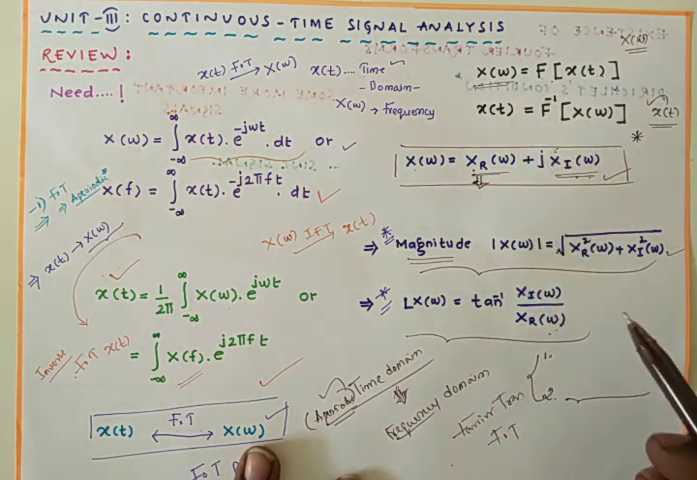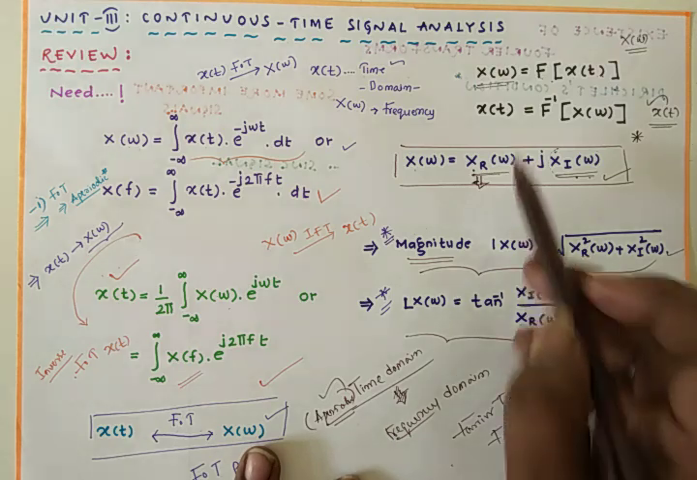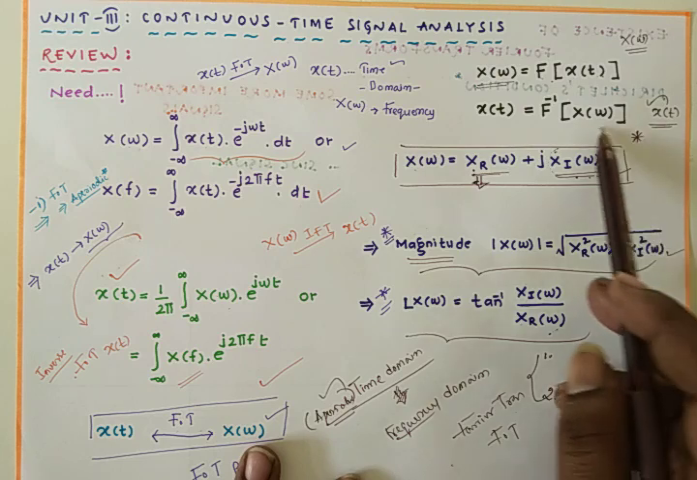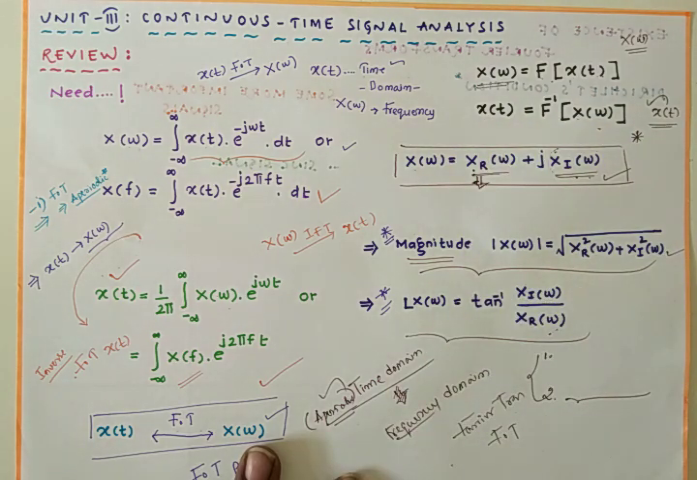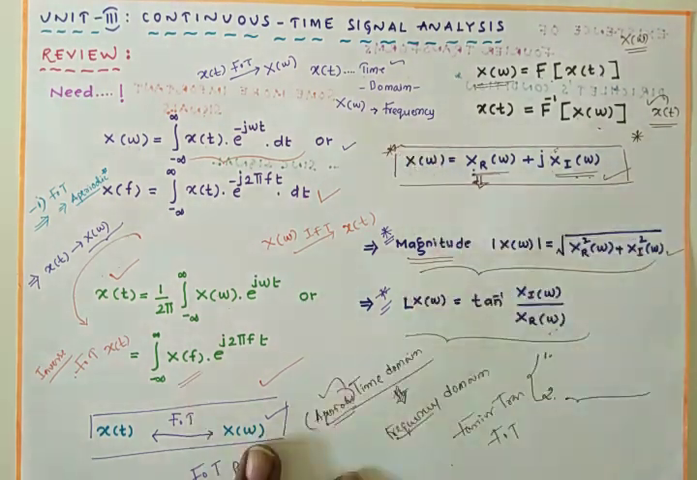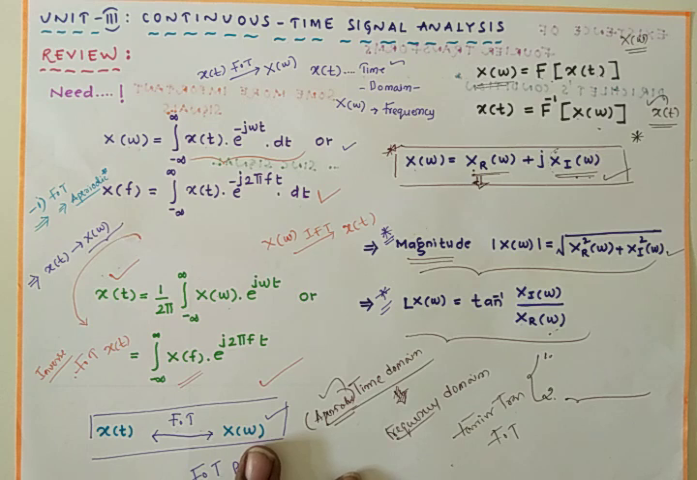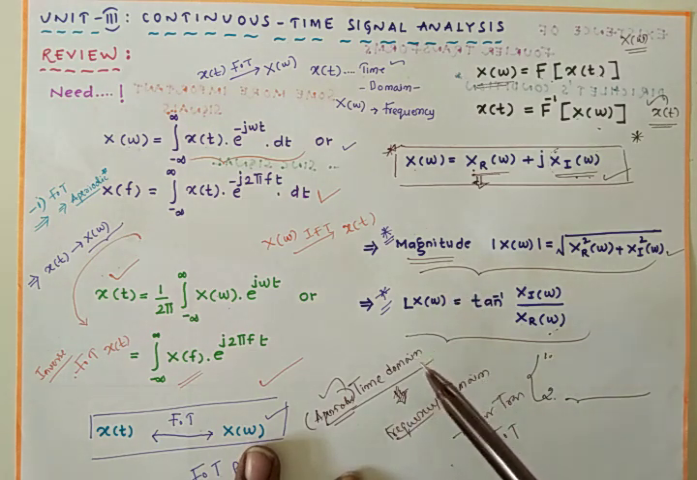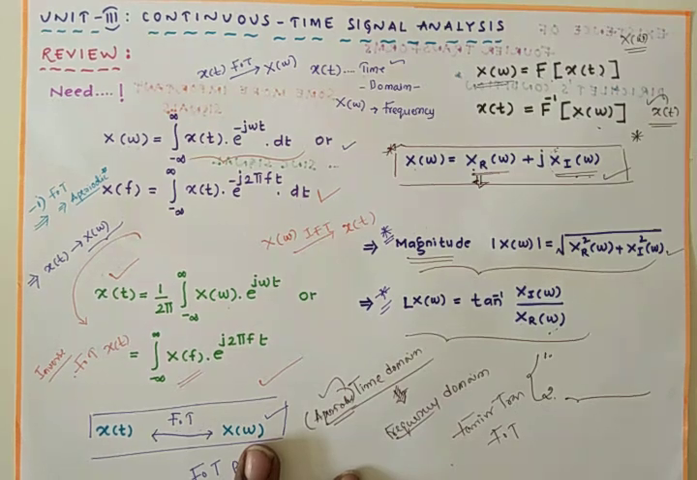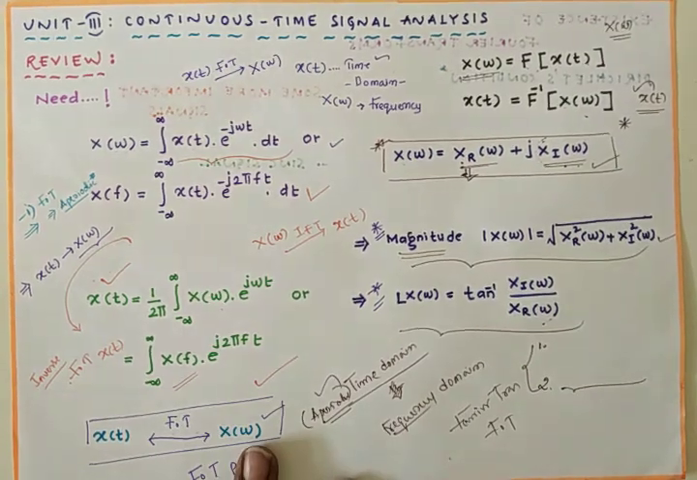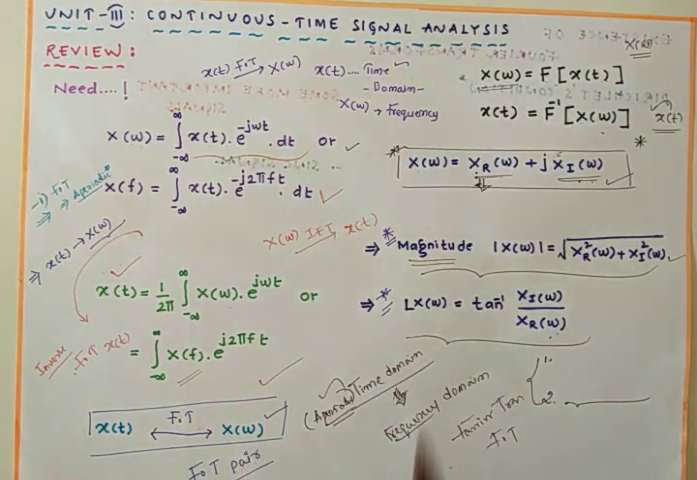After applying the Fourier transform on x of t, we will get the frequency domain signal, and after applying the inverse Fourier transform on x of omega, we can get the time domain signal. After knowing the frequency domain signal, we need to calculate the magnitude and the phase angle.